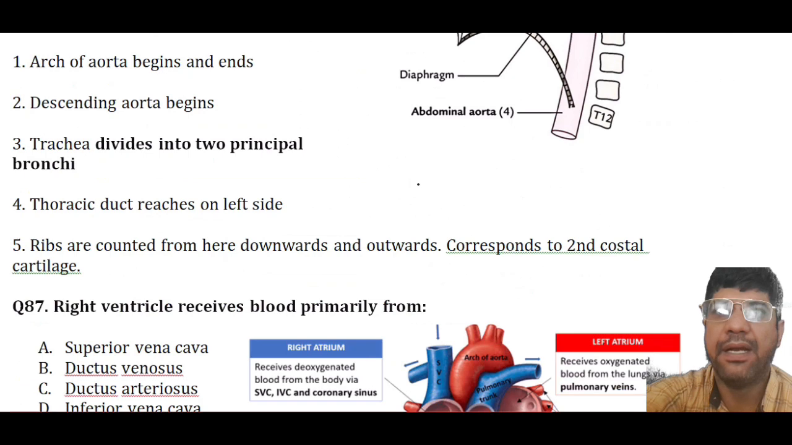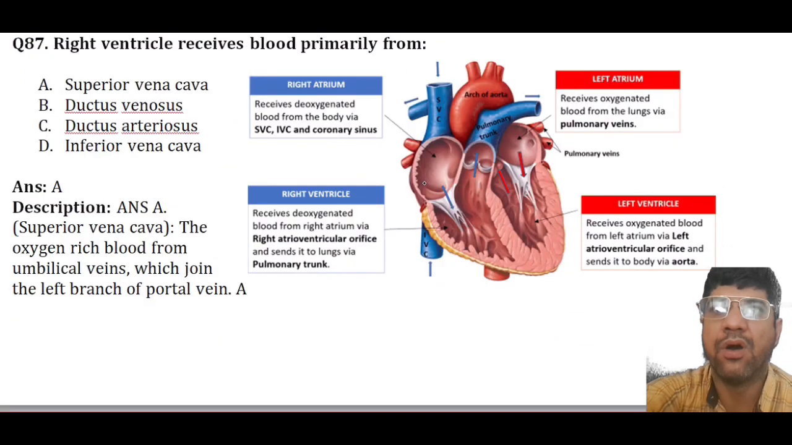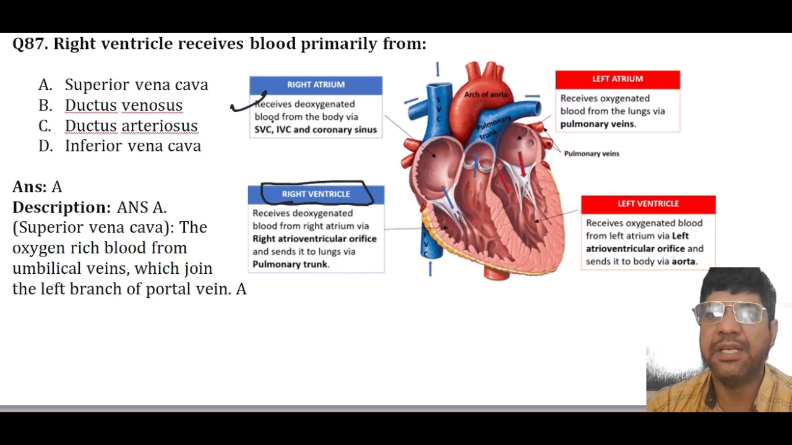The right atrium receives blood from the superior vena cava. So superior vena cava, it's a large vein that carries deoxygenated blood from the upper half of body back to the heart.